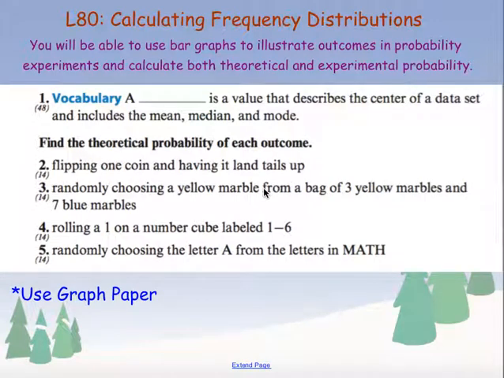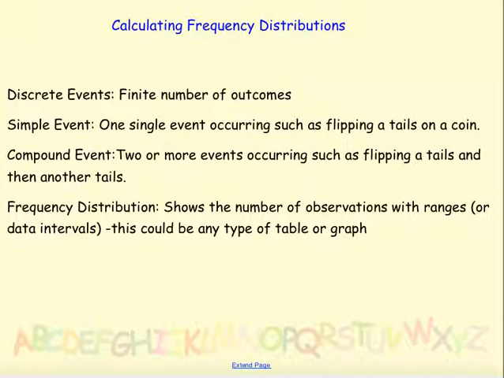Algebra 1 Lesson 80, we are looking at frequency distributions and how we can show our different data with our bar graphs and also use that to find theoretical and experimental probabilities. So remember, discrete events are talking about a finite number of outcomes. The number of outcomes actually has a certain end to it. A simple event is one single event, such as flipping a tails on a coin. A compound event is when we're doing a couple things, like flipping tails and then another tails.